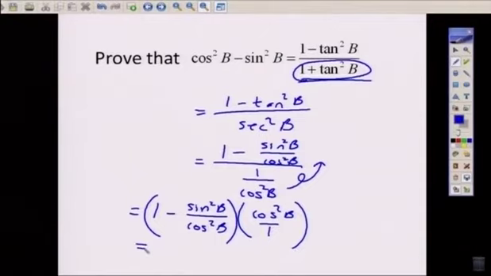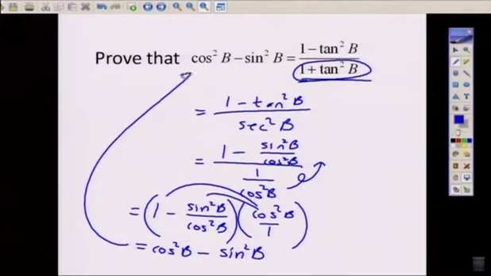Be careful not to just cancel the cosine squares. This cosine has to get distributed to both of those. So the cosine squared times the 1 is cosine squared b, minus, when you take the cosine squared times the sine squared over cosine squared, the cosine squareds do cancel, and you get sine squared b, which is what we were looking for. So be careful to make sure you distribute if you're multiplying by a quantity.